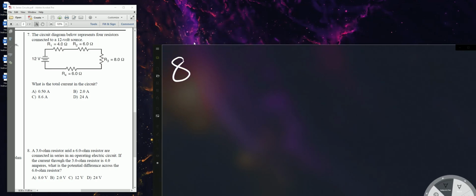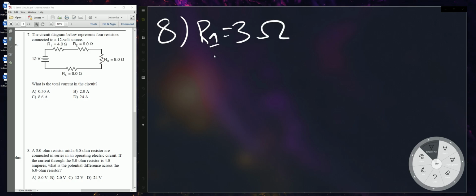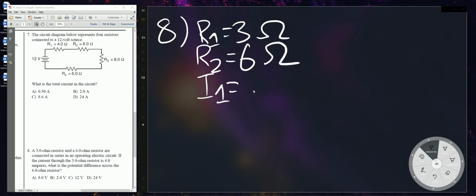Now, number 8. A 3 ohm resistor and a 6 ohm resistor are connected in series to an operating electrical circuit. If the current flowing through the 3 ohm resistor is 4 amperes, so the current running through the first resistor is 4 amperes, what's the potential difference across the 6 ohm resistor?